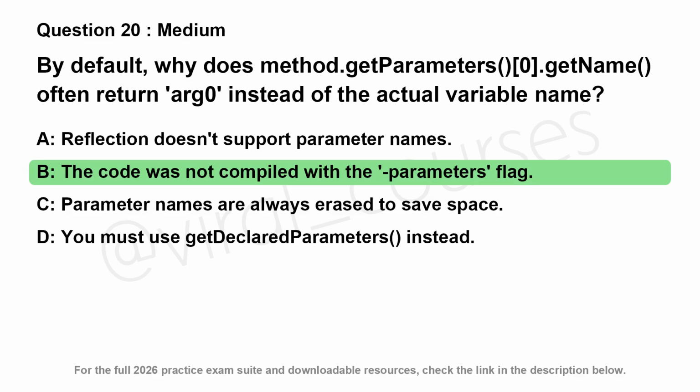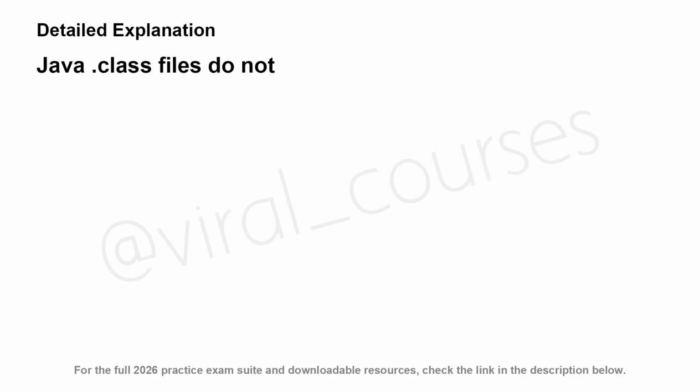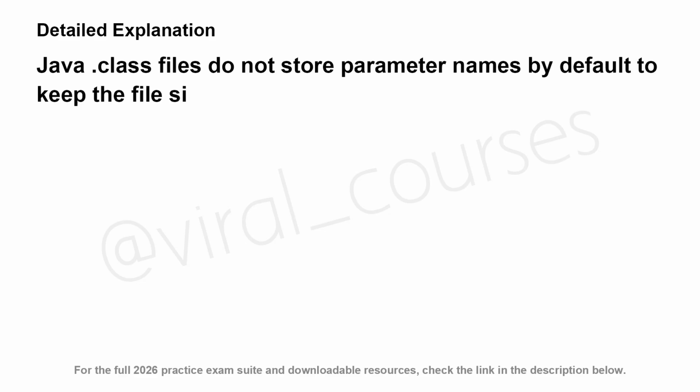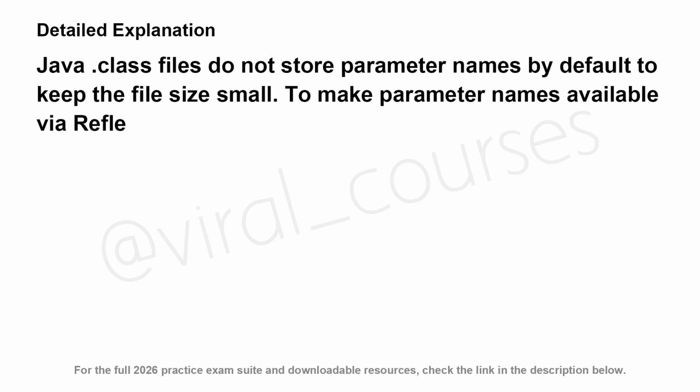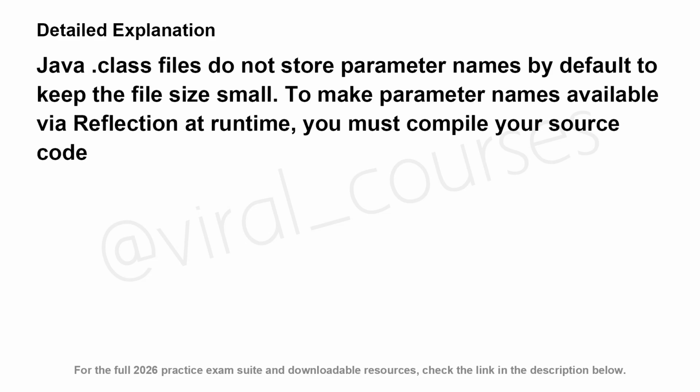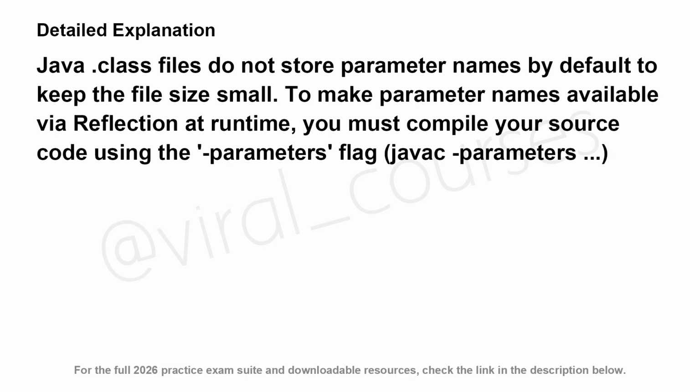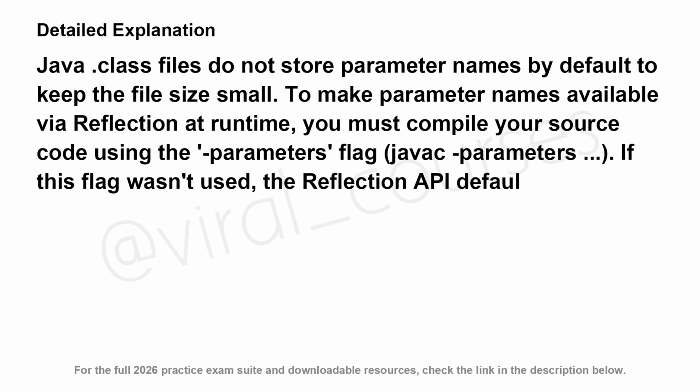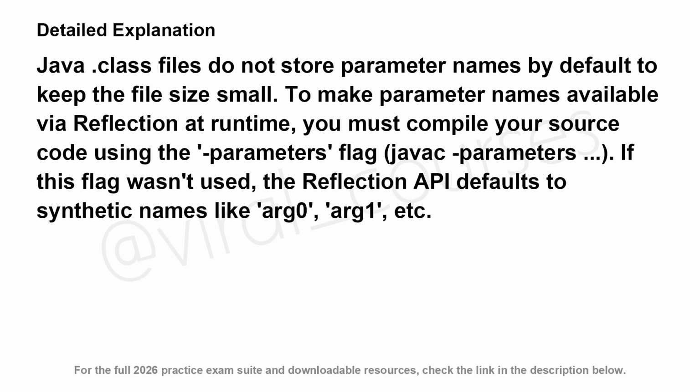The correct answer is B. Java class files do not store parameter names by default to keep the file size small. To make parameter names available via reflection at runtime, you must compile your source code using the parameters flag, javac -parameters. If this flag wasn't used, the reflection API defaults to synthetic names like arg0, arg1, etc.